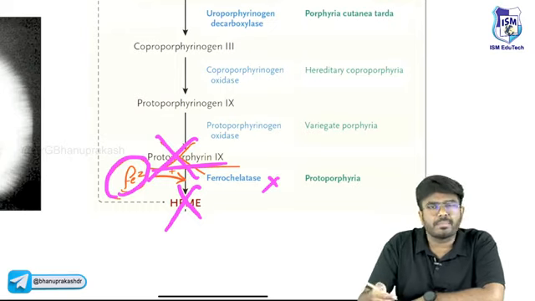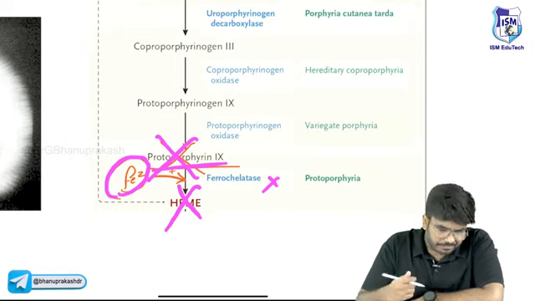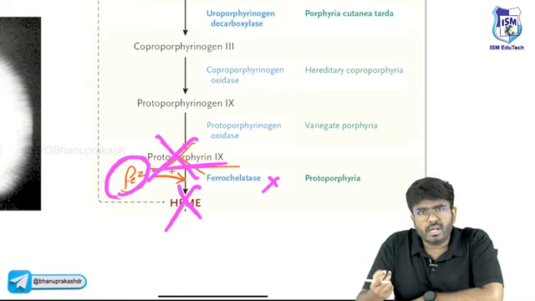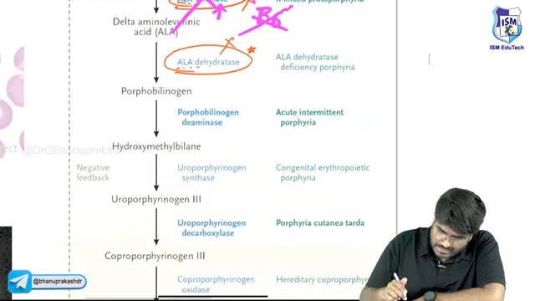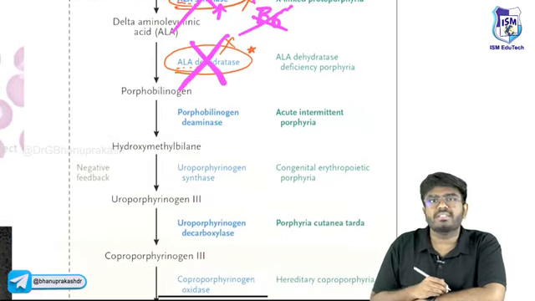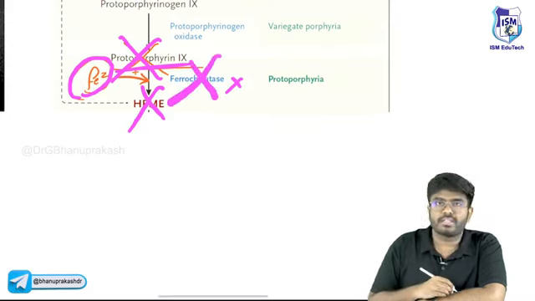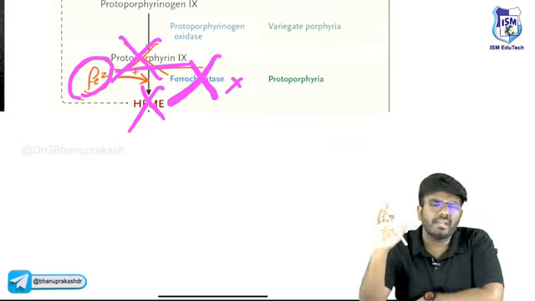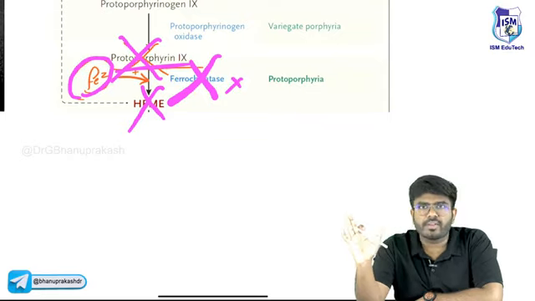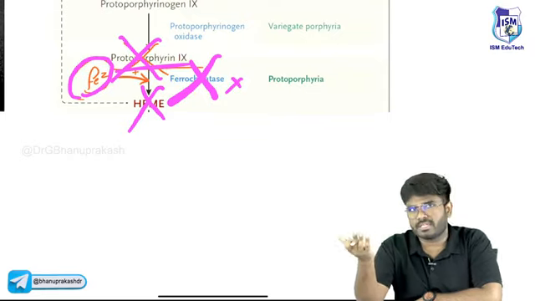Okay, alcoholism, lead poisoning, they inhibit the ALAD. Alcoholism and lead poisoning will also inhibit the ferrochelatase. At the end of the day, protoporphyrin is not there. Without protoporphyrin, free iron. Free iron means sideroblastic anemia.